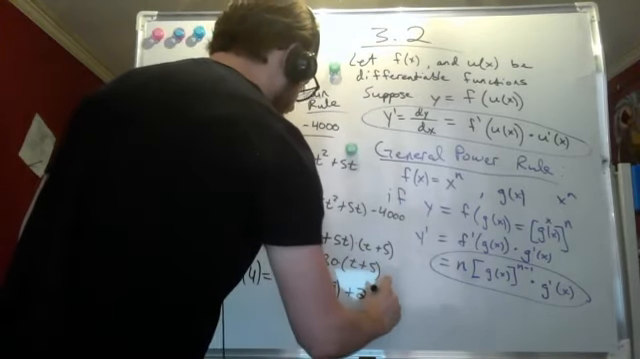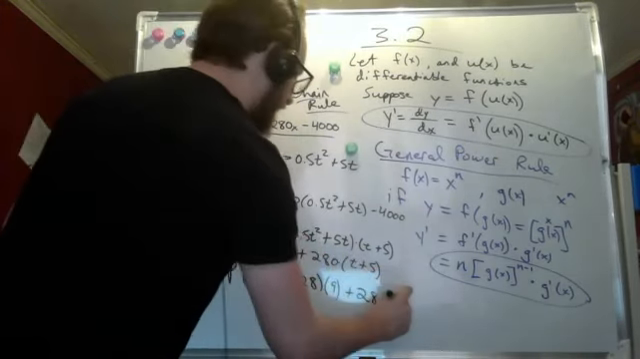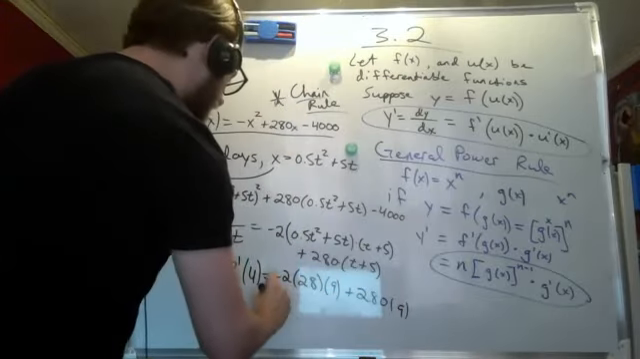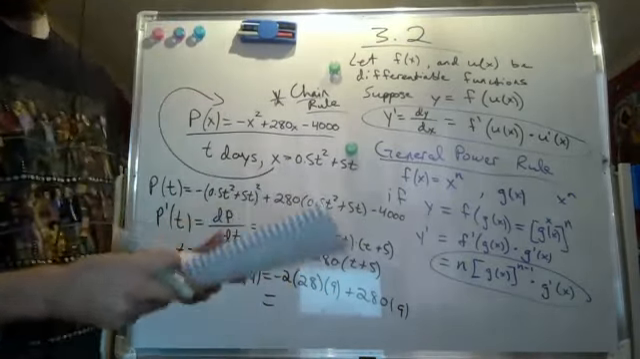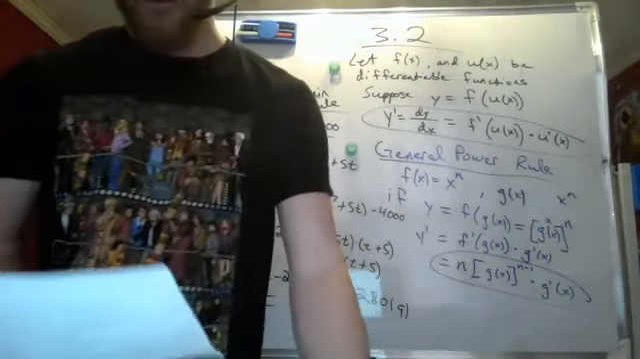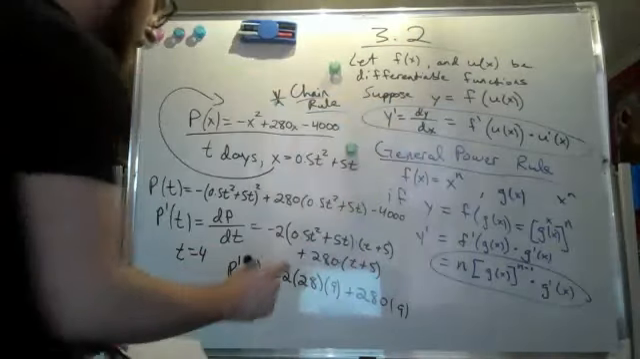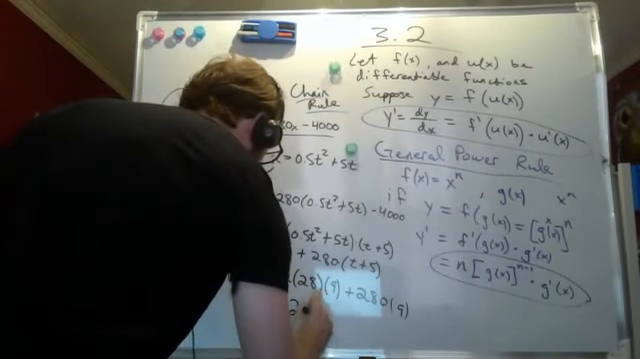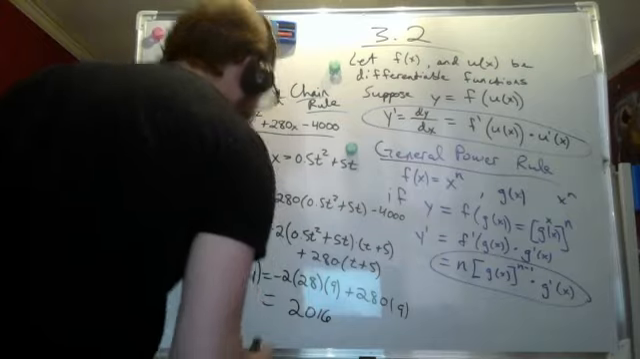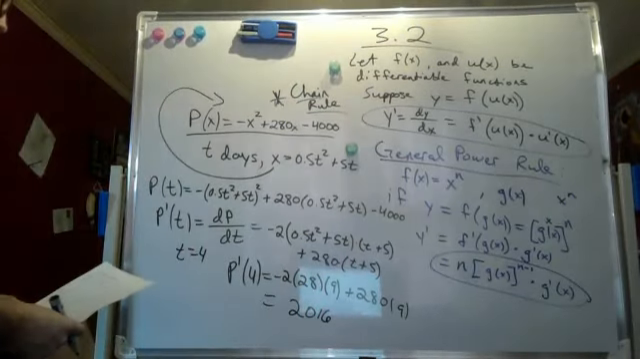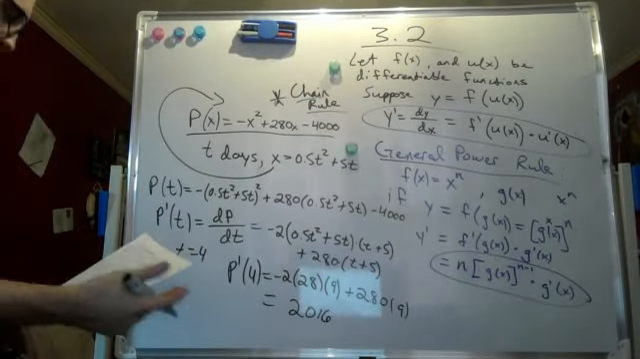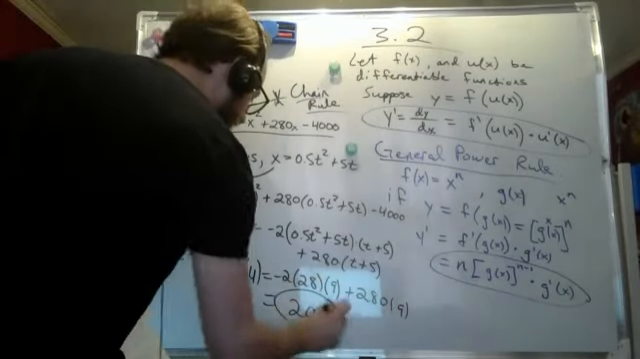Plus 280 times 4 plus 5 is 9 again. What does that equal? Well, you can punch that in your calculator, and you are going to get 2,016. And there you have it. So that's your final answer, and we're good to go.